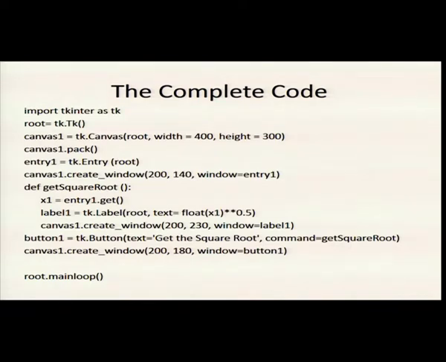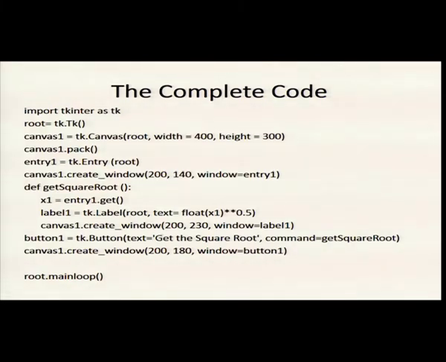Entry1 is the label for the input function. def get_square_root, x1 equal to entry1.get, label1 equal to tk.Label, root comma text equal to float of x1 to the power 0.5. What does it mean? When I give the input, whatever input I get gets computed, and the result will get stored in the float data type in decimals.